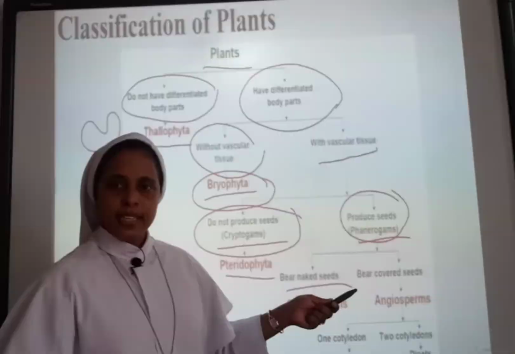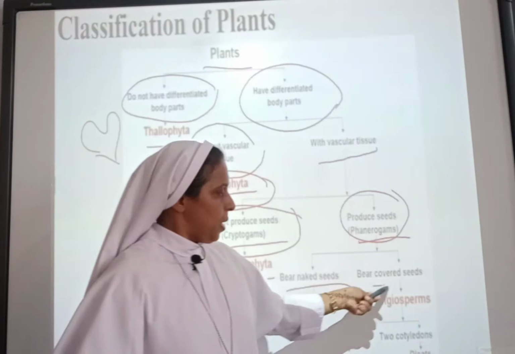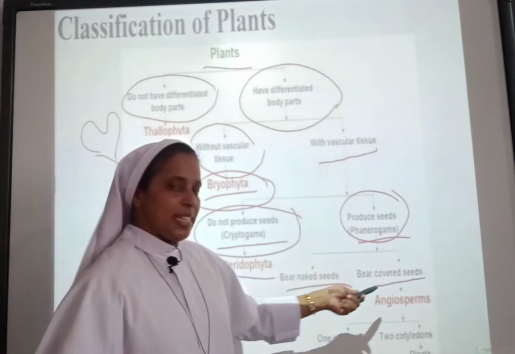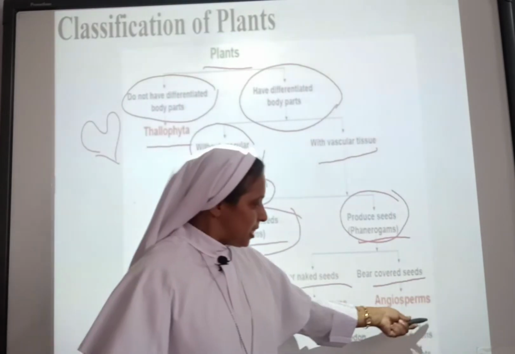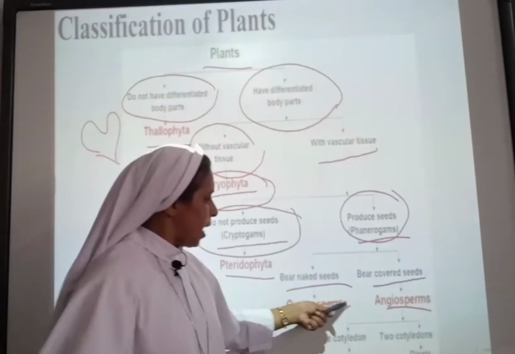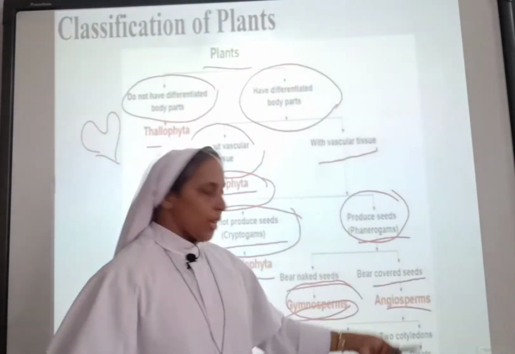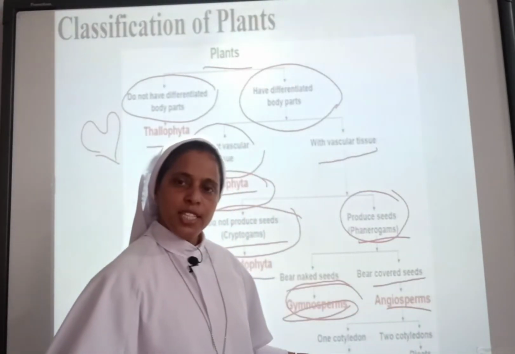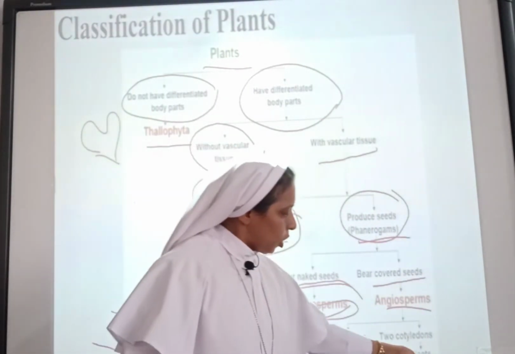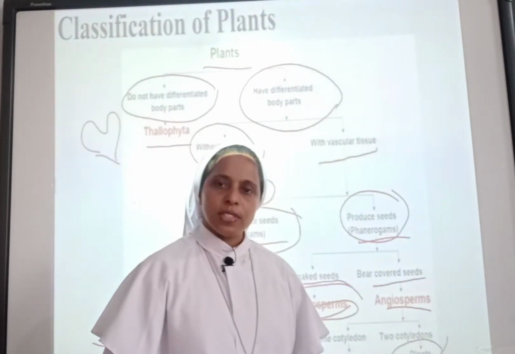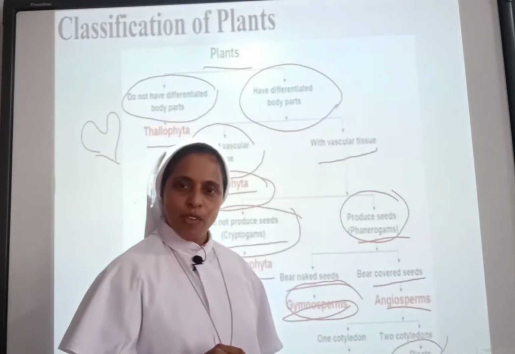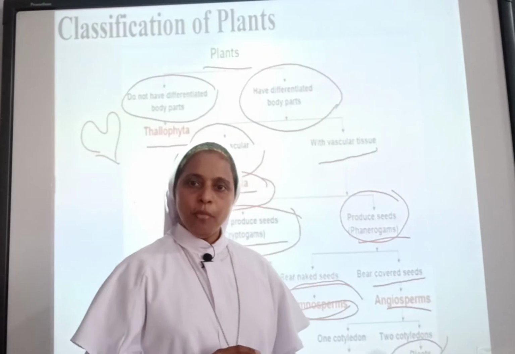Here are naked seeds, and here are covered seeds. Covered seeds we have here as angiosperms, and naked seeds we have here as gymnosperms. And the angiosperms are again divided into monocots, containing one cotyledon, and dicots, containing two cotyledons. That which has two cotyledons is a dicot, and that which has one cotyledon is a monocot.